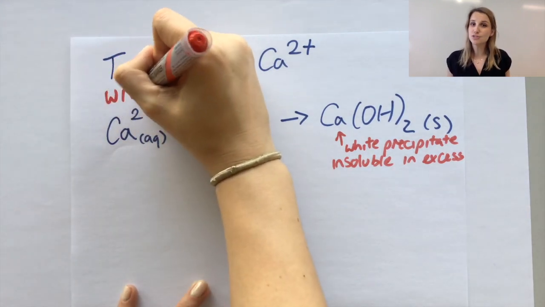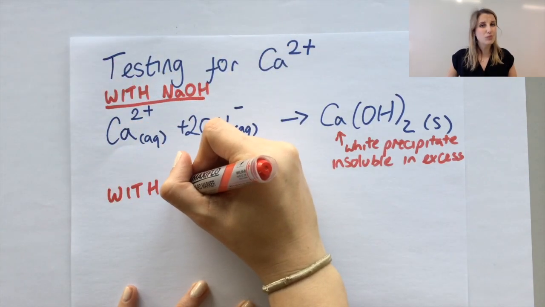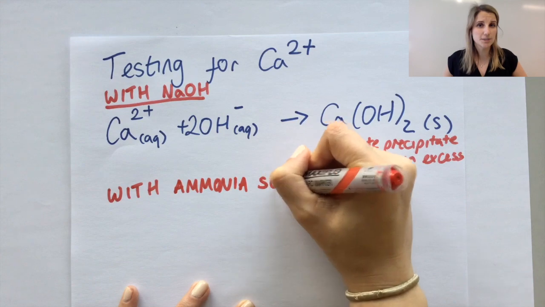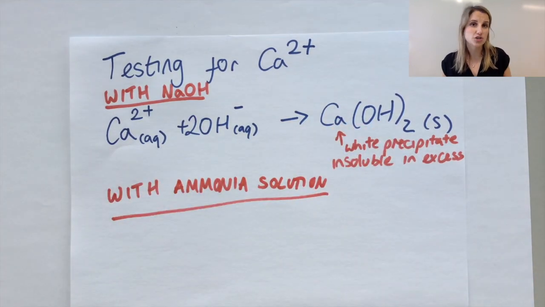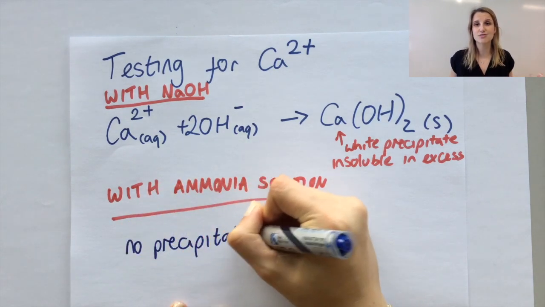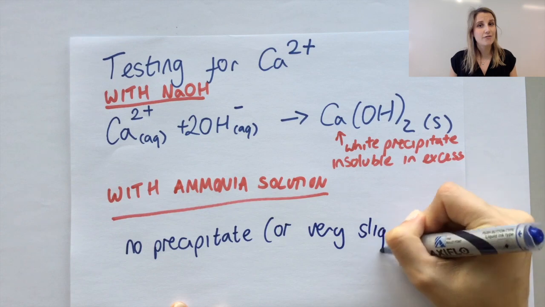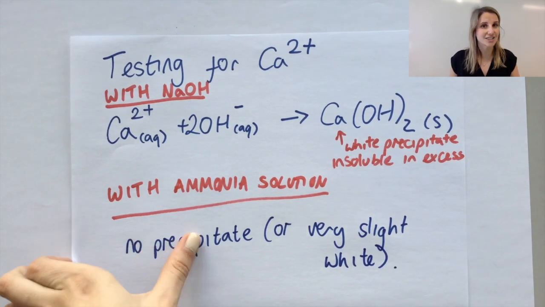Now, when the calcium 2+ reacts with the ammonia, remember that we saw that you don't really get a precipitate formed. Now, even though the ammonia does form a few hydroxide ions, it doesn't form enough hydroxide ions to make this reaction happen, and so therefore we say that there's no real precipitate formed from that reaction.